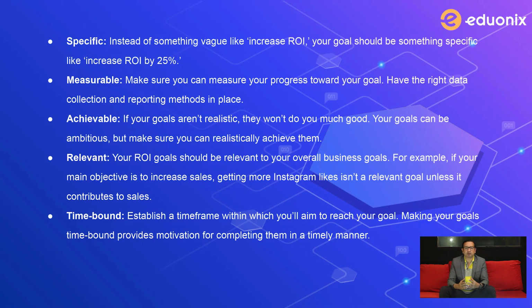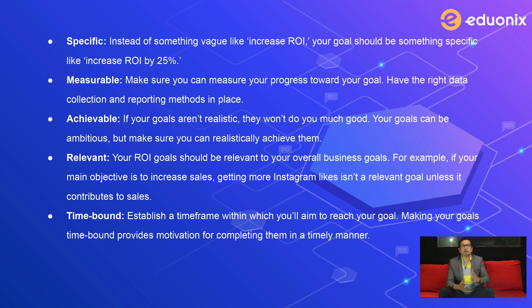Next, the goal should be very, very specific. Instead of something very vague, like increasing ROI by 25%, don't do all that. Be very specific and go step by step. Then whatever you do has to be measurable. Make sure you can measure your progress toward your goal. Have the right data collection and reporting methods in place. Then comes achievable. Don't set a goal which is not at all achievable or practical. Be practical.